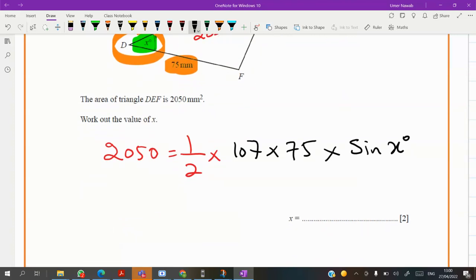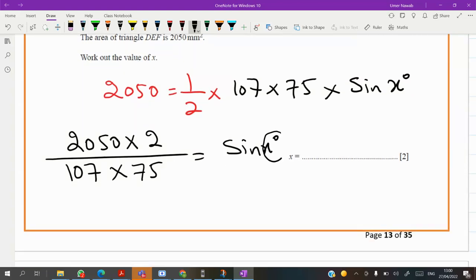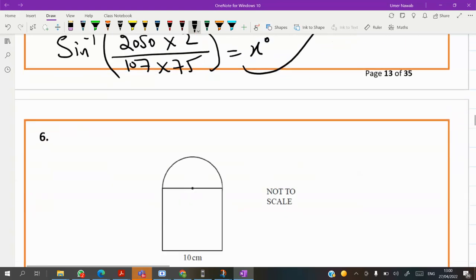So can you send the things to the other side? So 2050, this 2 was in the denominator, it goes in the numerator, divided by 107. It was numerator, now it is in the denominator on the next side. Also 75 goes to the other side. So we got sine of x. But I want to make x the subject. So send the sine to the other side. So we write shift sine 2050 times 2 over 107 times 75. So whatever the answer comes, you write it over here.